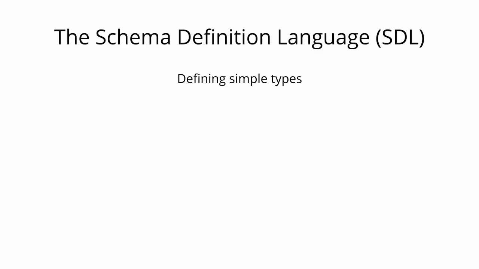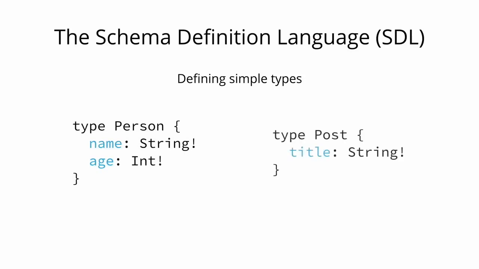GraphQL has its own type system that's used to define the schema of an API. The syntax for writing schemas is called the Schema Definition Language, or short, SDL. Here is an example of how we can use the SDL to define two simple types. One is called Person, and the other type is called Post.